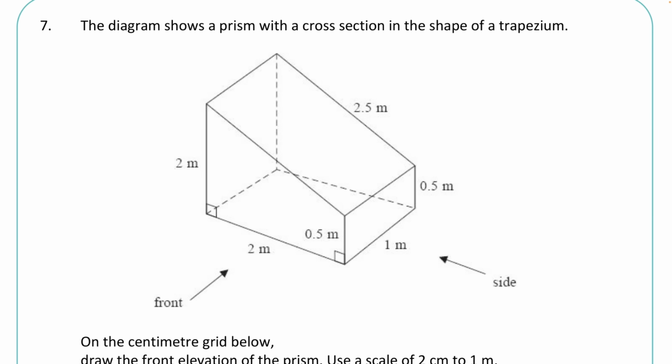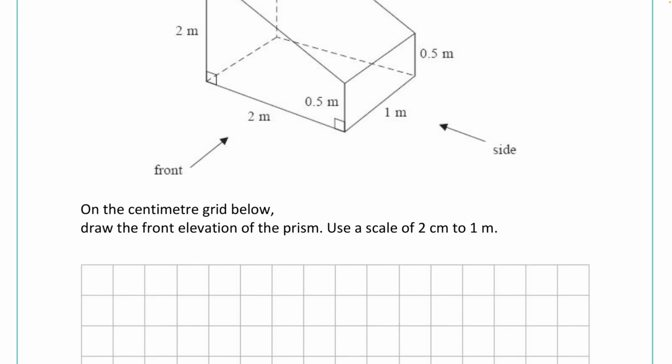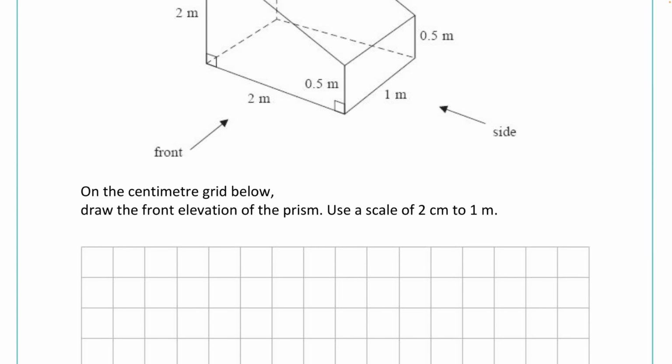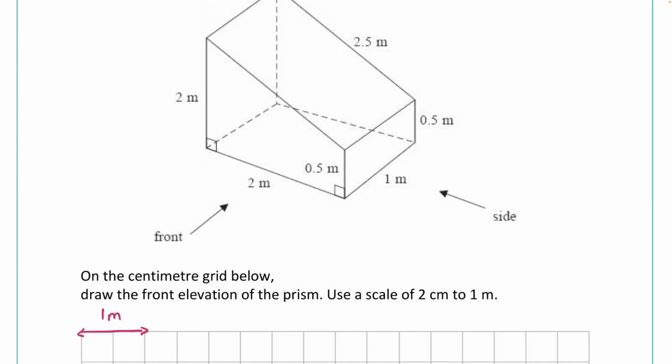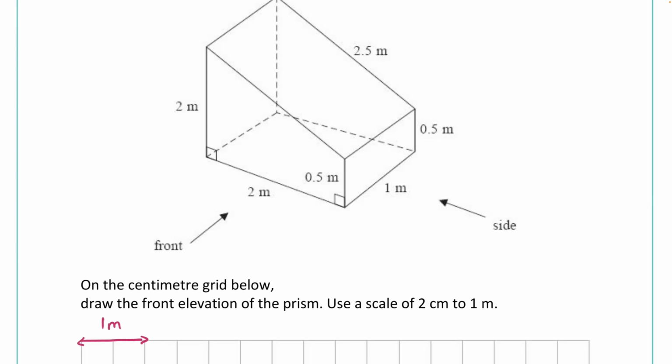Our next question is looking at a plan and elevation. So here we have a prism with a cross section in the shape of a trapezium. Now it says on the centimetre grid below, draw the front elevation of the prism and use a scale of 2 centimetres to 1 metre, which means that 2 of these squares here represents 1 metre. So if it's 2 squares for every metre, we can times all of these metres by 2, and that's going to give us the amount of squares or the amount of centimetres that it is. So this would be 4, this is going to be 4, and this is going to be 1.